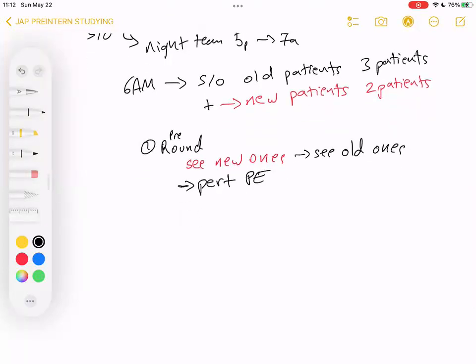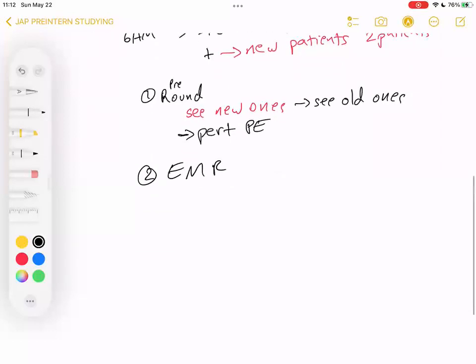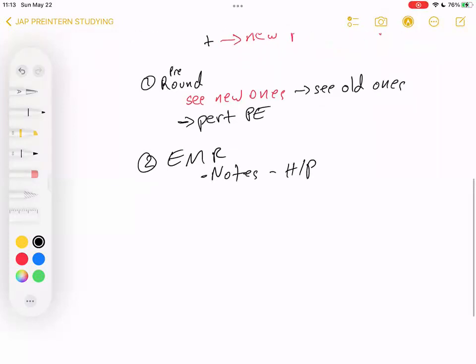And then, after you see your patient and do your physical exam, as part of your pre-rounding, you're going to go to your electronic medical records. This is the way you sit down, and then you start going over what's happening to the patient. Everybody does it differently, but the way I do it is I look first at the notes. Usually you're going to look at the H&P note that was written by your fellow resident.